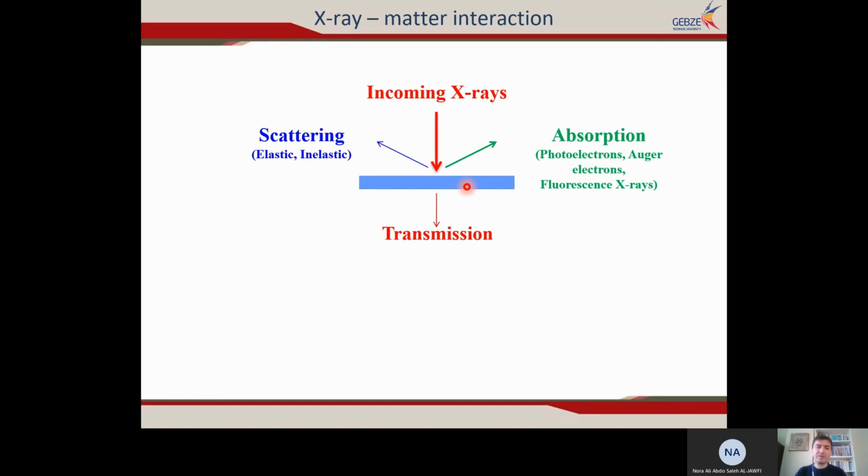And if the material is thin enough, and if the incoming X-rays have enough energies, some parts of the incoming X-rays can pass through the material, and then we can have transmission, okay? So today we will investigate all of them, and depending on the interaction mechanism, scattering, absorption, or transmission, you use them in different methods related to the X-rays.